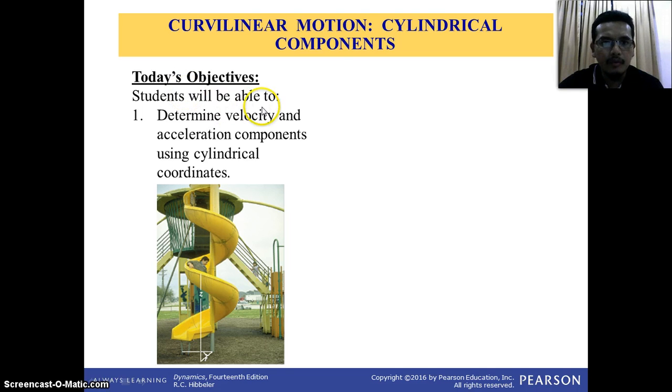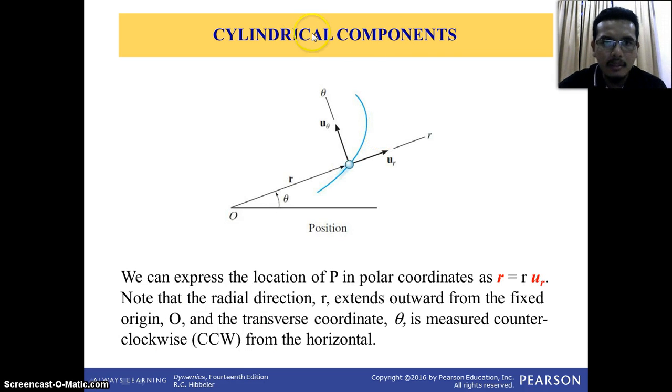The objective of this topic is that you should be able to determine velocity and acceleration components using cylindrical coordinates. Sometimes the books use polar coordinates instead of cylindrical coordinates. It is the same meaning, the same concept, the same idea. So what is meant by cylindrical components?